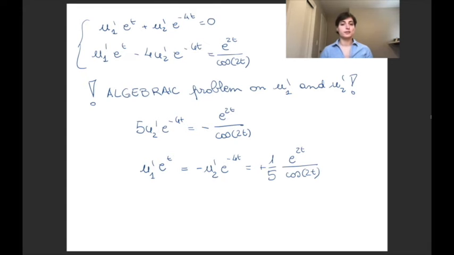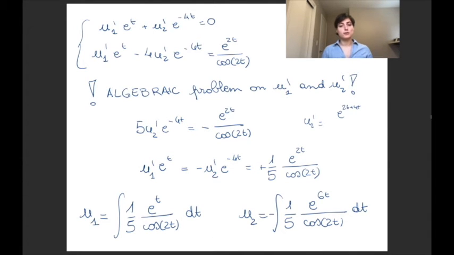We can solve things out, and we have that u2' satisfies 5 u2' e^(-4t) = -e^(2t)/cos(2t), and u1' satisfies u1' e^t = (1/5) e^(2t)/cos(2t). That means u1 and u2 we can just solve by integrating these equations.